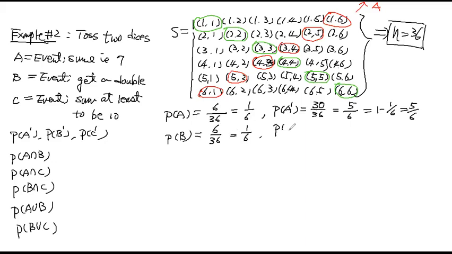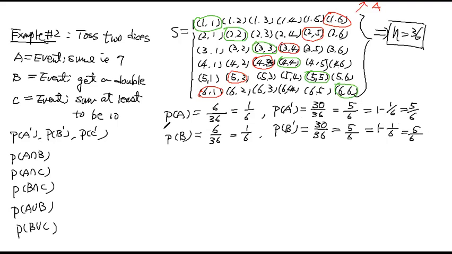So the probability of B prime will be how many? It's everything outside, right? So this is 30/36. So it's 5/6, right? Or you can use 1 minus 1/6, so it's 5/6 here.